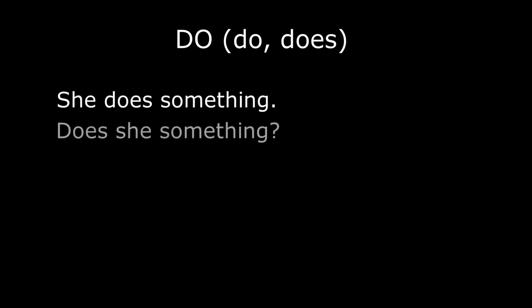But what about sentences with the primary verb do? Let's take a look at this sentence. She does something. How will I make it into a question? Does she something? No. I'll have to add a do after the subject. Does she do something? Yes.